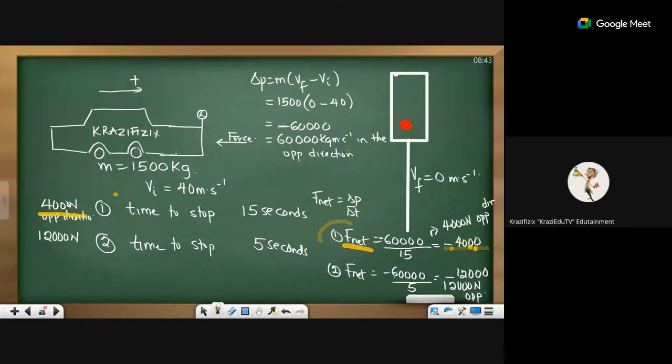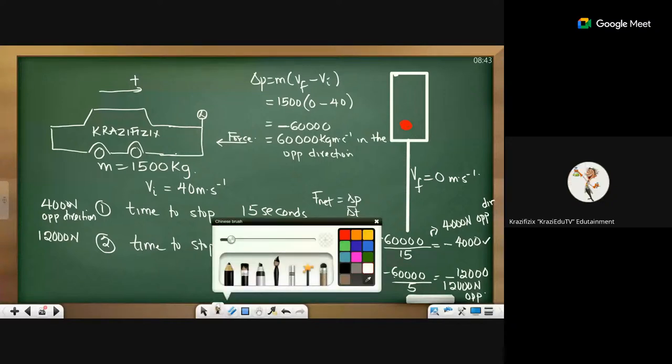Why opposite direction? Somebody's asking me as well. Guys, don't forget, we spoke about this yesterday. Your signs are important when it comes to physics. We cannot overrule signs when it comes to physics. Okay? Are you still with me, Valencia? Yes, I am. So you're okay with 4,000? Yeah. Okay, let's go to the second one quickly.